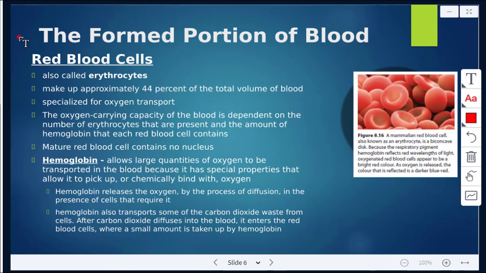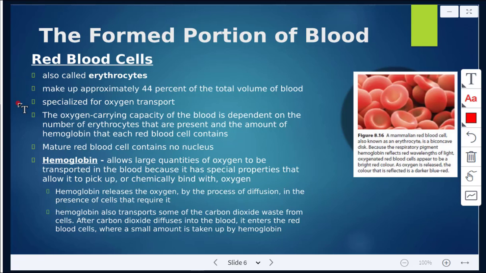Okay, so we're going to talk about the formed portion of blood. We're going to talk about the red blood cells. The name for red blood cells is erythrocytes. All right, make sure you know that term for red blood cells. It makes up approximately 44% of the total volume of blood.